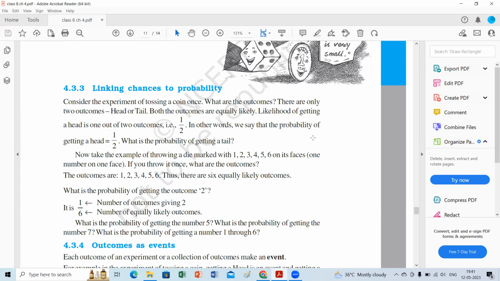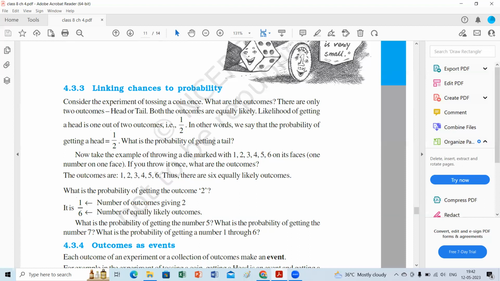Consider the experiment of tossing a coin once. What are the outcomes, children? If you toss a coin once, there are only two possible outcomes, head or tail. Both outcomes are equally likely, as we mentioned just before. The likelihood of getting a head is one out of the two outcomes. That means a half chance. In words, we can say the probability of getting a head is 1 by 2.